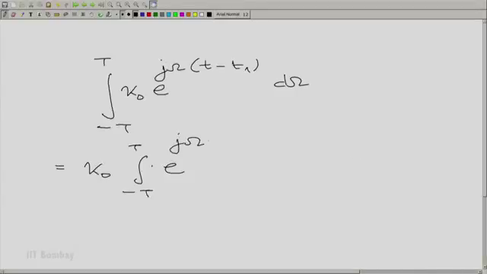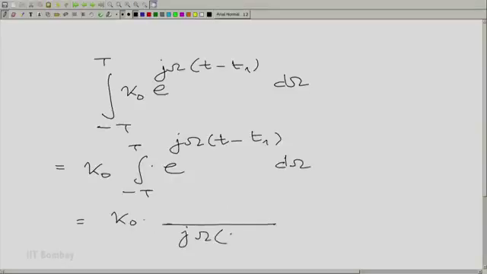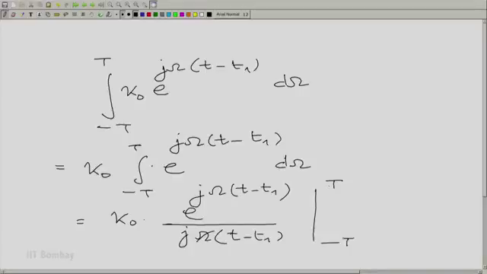Now, this integral is not at all difficult to evaluate. In fact, we can do it right away. This simply becomes kappa 0 divided by j (t minus t1), because you are trying to evaluate as a function of omega, so omega is removed, and you have e raised to the power j omega (t minus t1) from minus T to plus T.